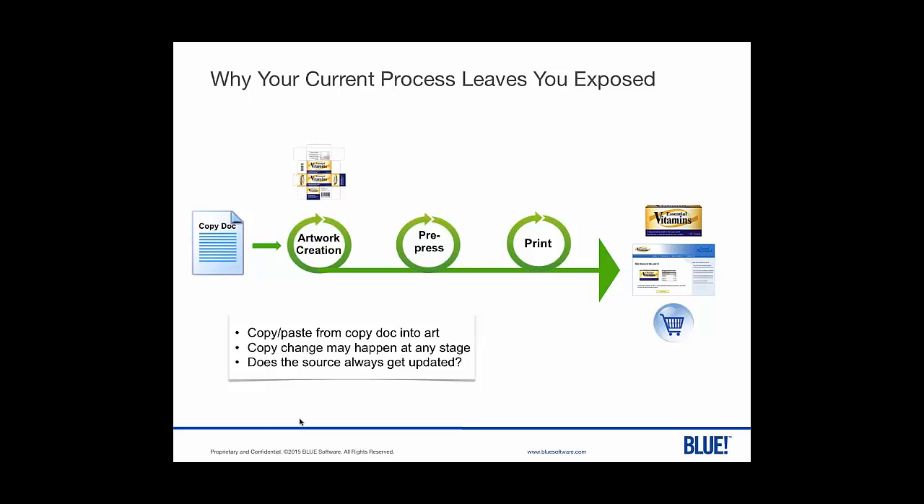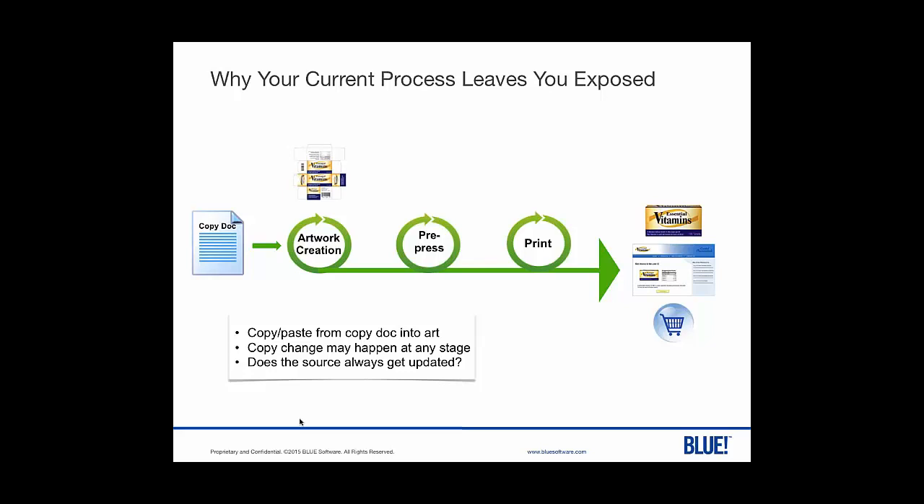And so if we look at this another way, starting with the copy document, we typically go through 3 approval cycles when we're managing artwork. So the first would be artwork creation. And at artwork creation stage, in most organizations, how that copy gets onto the artwork is through a cut and a paste. So that's a manual touch point. And so once the copy is on the artwork, we go through the art creation cycle, and then we go into pre-press and so on.